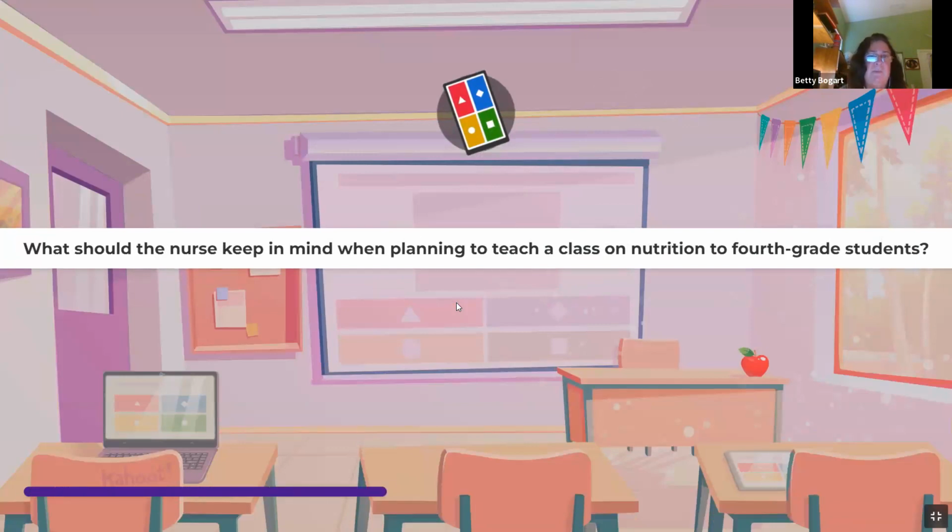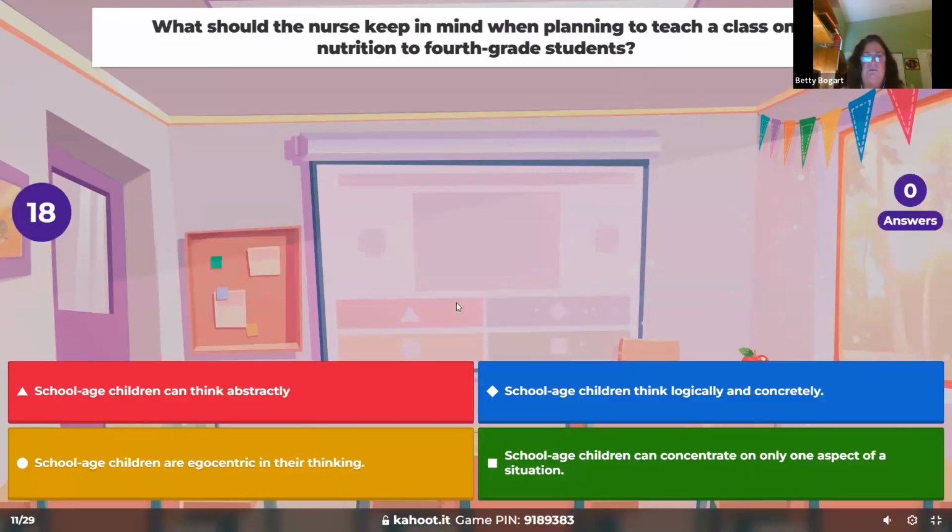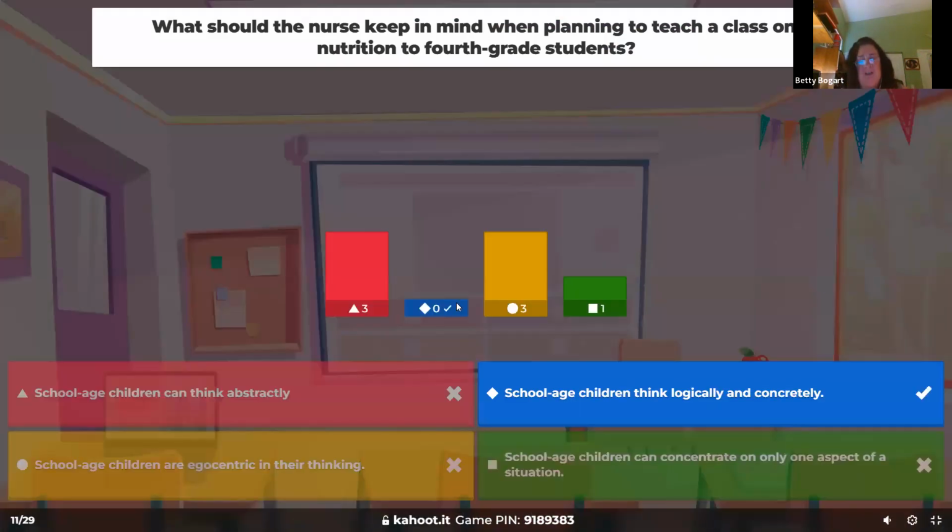What should the nurse keep in mind when planning to teach a class on nutrition to 4th grade students? So their logic now. And concrete means they've seen it. So if they've seen it, it's concrete. They know it is. And then they can think logically about what they've seen, okay? Abstract is your adolescents. Egocentric are younger kids, okay?